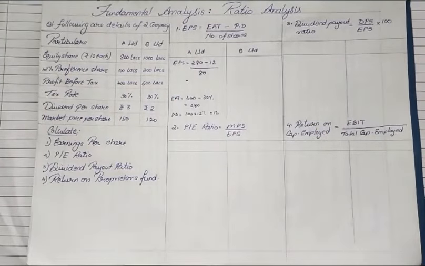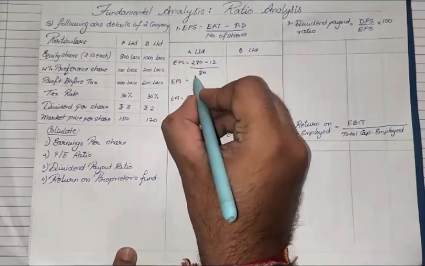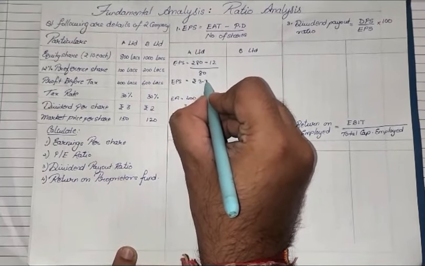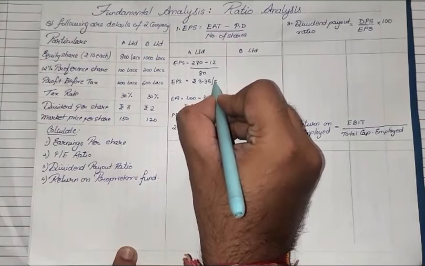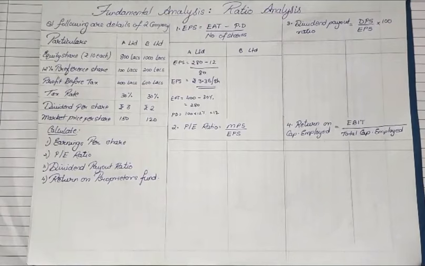So 280 minus 12 divided by 80. That will be our earning per share of A Limited. So that comes to approximately rupees 3.35 per share. Okay, so my earning per share is rupees 3.35 for A Limited.